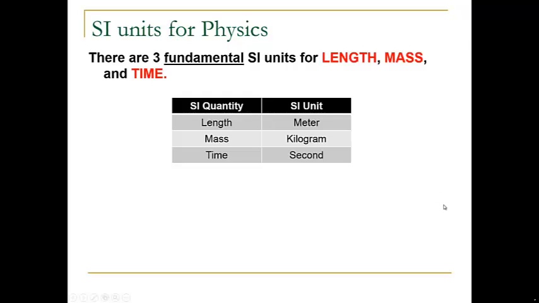So length is always measured in meters. Mass is always measured in kilograms. Mass is the only one that has that prefix in front because a gram is so small. Our numbers would just become really big, so that's why we use the kilogram instead of a gram. And then time is always going to be measured in seconds.